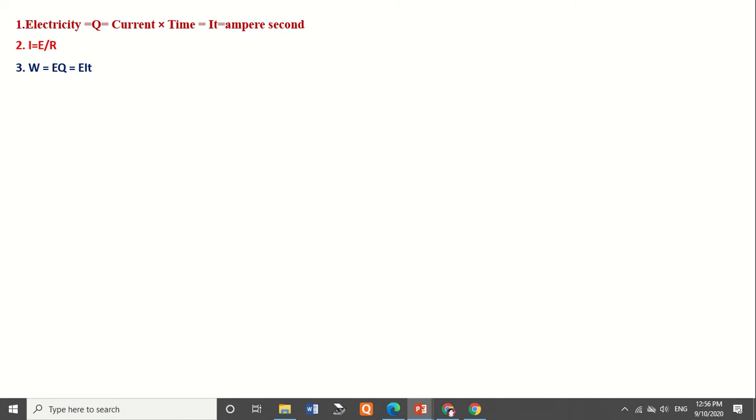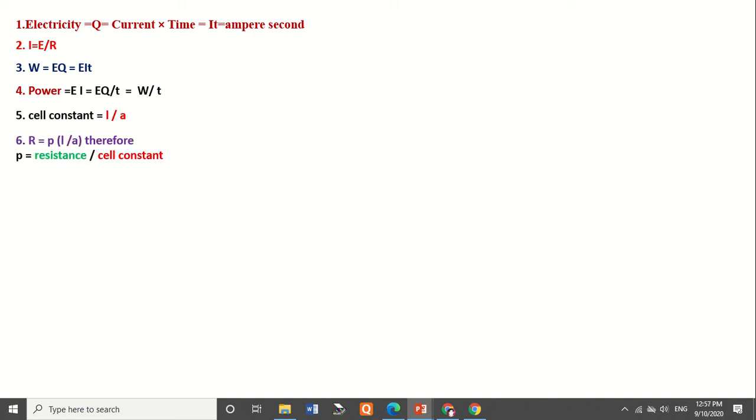The next formula: electrical work done equals EMF into electricity, that is E into I into T. Then power equals E into I, that is EQ upon T, that is W upon T. Then cell constant is nothing but the length upon area. The unit of the cell constant is per centimeter.